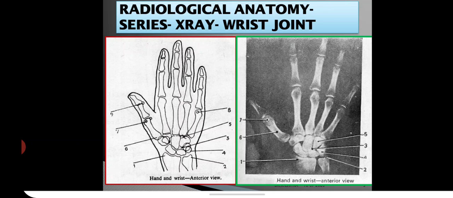Then try to see the 4 and 5. Before going to the 4 and 5, we should know the carpal bones from lateral to medial. In the X-ray, you can identify lateral to medial, proximal row: scaphoid, lunate, triquetral, and pisiform. Distal row from lateral to medial: trapezium, trapezoid, capitate, and hamate. So in this, 4 is the pisiform shadow.